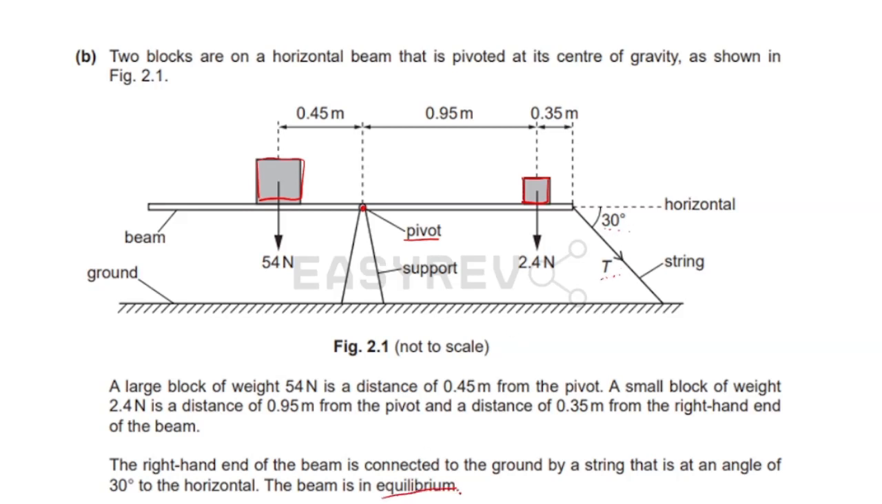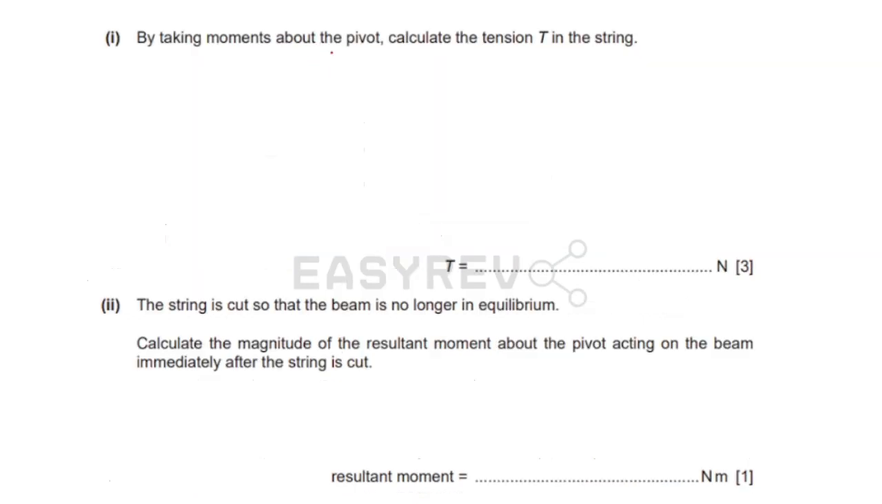Now here immediately we should keep in mind that since this is in equilibrium, it's not rotating left or right at all. So all the clockwise moments is equaling all the anti-clockwise moments. So with that in mind, let's go ahead. By taking moments about the pivot, calculate the tension T in the string. So like I just mentioned, since the system is in equilibrium, what that means is that the sum of clockwise moments should equal the sum of anti-clockwise moments. So now it's just a matter of recognizing what moment is being created in the clockwise direction, and what's in the anti-clockwise direction.